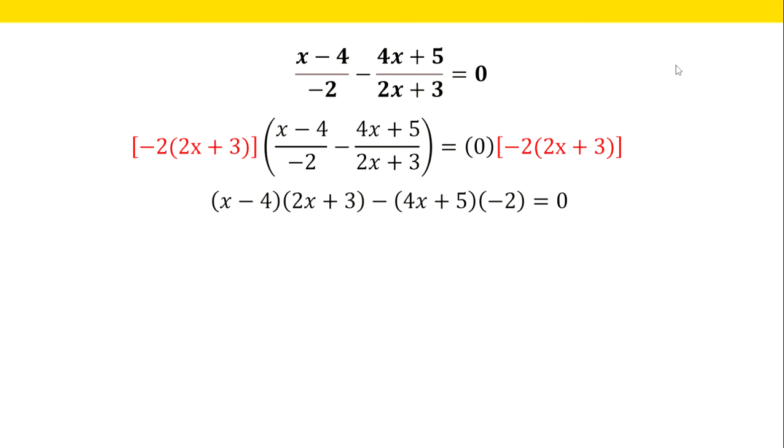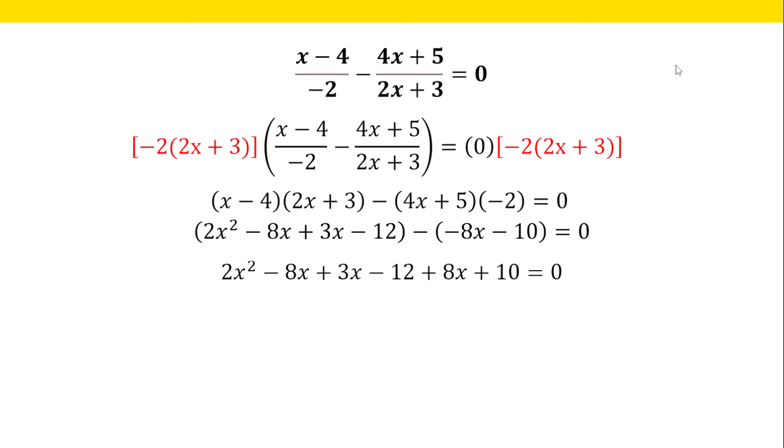Then again we apply the FOIL method and distributive property. So we'll have here 2x squared minus 8x plus 3x minus 12 minus the quantity of negative 8x minus 10 is equal to 0. Then again, we need to remove the grouping symbols and combine like terms. In this case, we distribute that negative sign, so we'll have 8 plus 8x plus 10. And then combining the like terms, we'll obtain 2x squared plus 3x minus 2 is equal to 0.